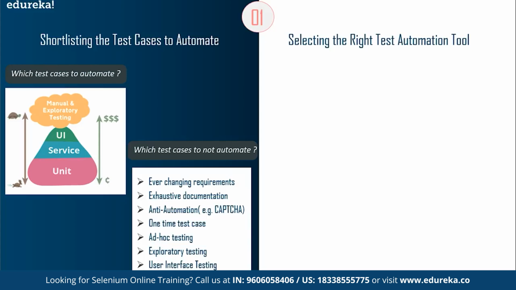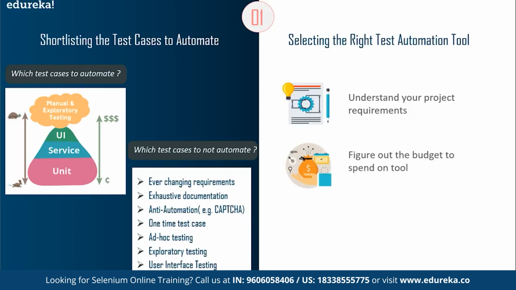So in order to select the tool that fits best for your project, first you need to understand your project requirements thoroughly, and then you need to identify the testing scenarios that you want to automate. Based on these two, you need to shortlist the tools that support your project's requirements. Then you need to identify your budget for the automation tool.